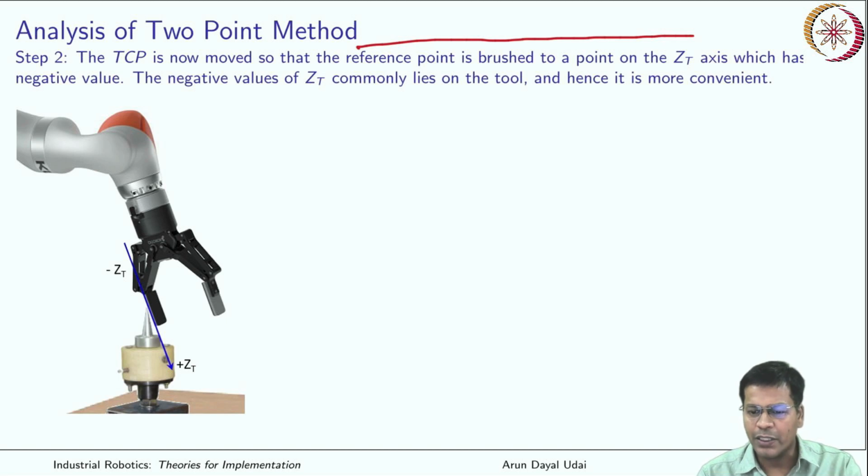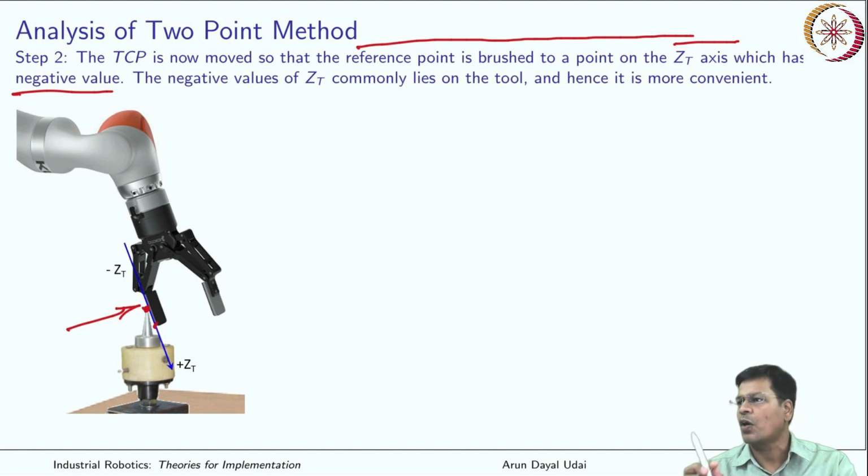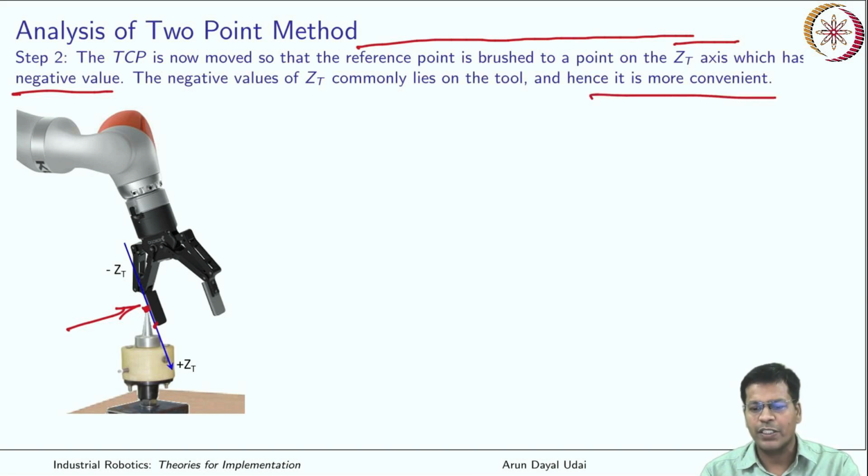Then your second job: the TCP is now moved so that the reference point is brushed to a point on the ZT axis. Along the line where you want to make the Z axis, you have to brush it against one such point on the tool. First you contacted here. Second point is here, where you are brushing your reference tool to that particular point which has a negative value. You took it backwards. Why? I will tell you. Because the negative ZT commonly lies on the tool itself, so it is easy to locate, and hence it is more convenient.